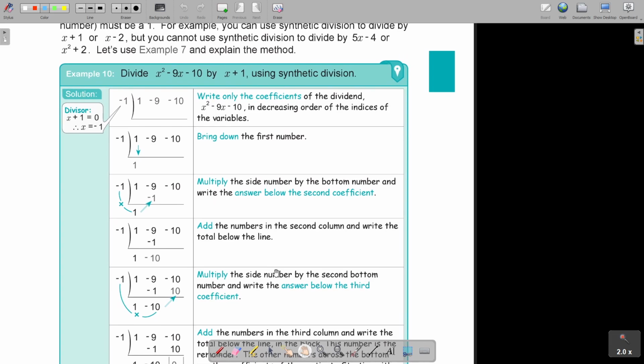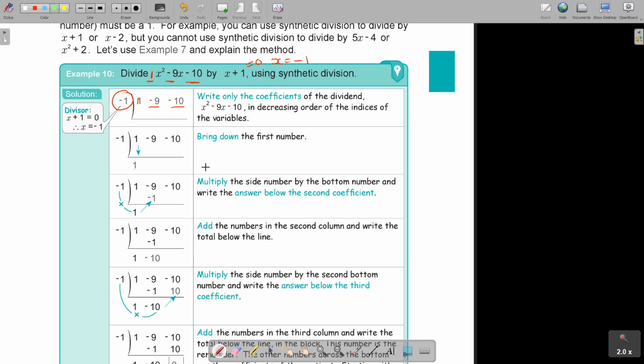Okay, so we focus on the coefficients. So it's 1, grab that sign, negative 9, negative 10. Okay, now the thing that we put that equals 0, so we actually get negative 1. Are you with me? So that is the negative coming there. That is the 1, that is the negative 9, that is the negative 10. Okay, so we just write the numbers, not the alphabet letters. Then we bring this one down. Do you see? Now the process starts.